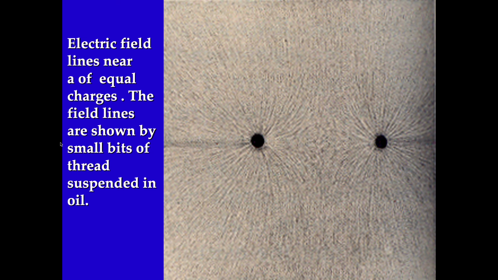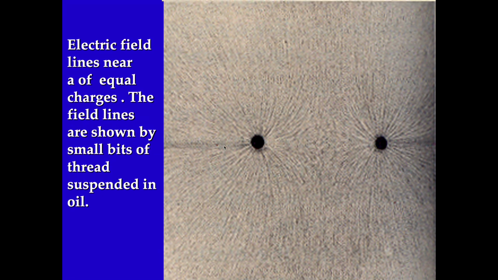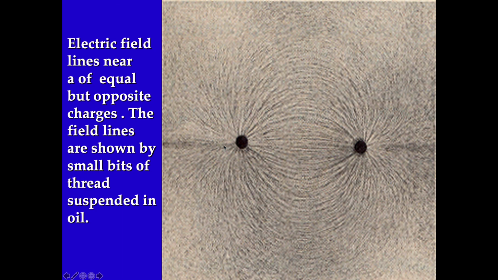Now let's take a look at what happens with a dipole. Equal but opposite charges. That's what the field lines of a dipole look like. So this shows you the vectors that are connected by lines. Remember the vectors I showed you a little while ago? These are the vectors connected by lines.